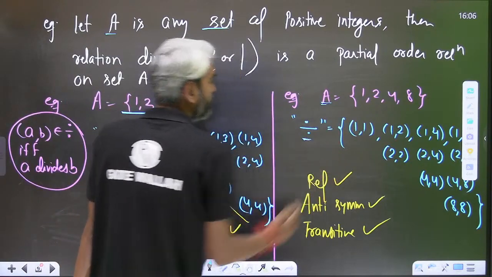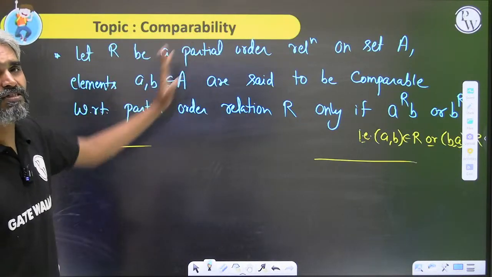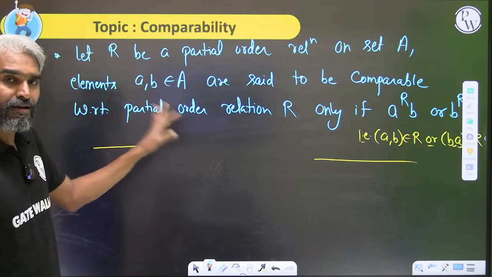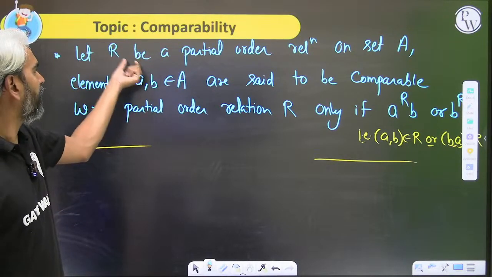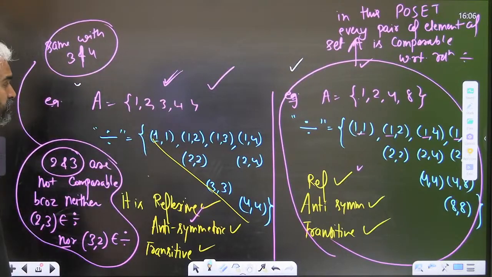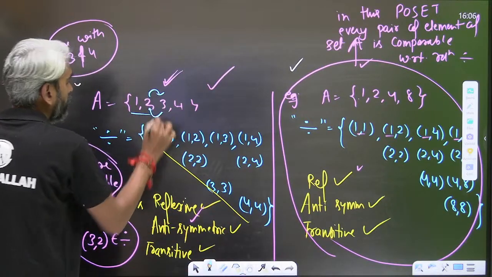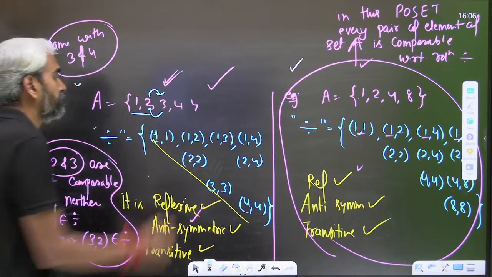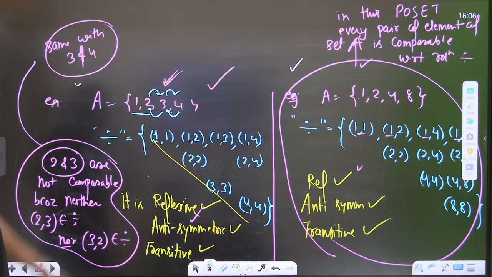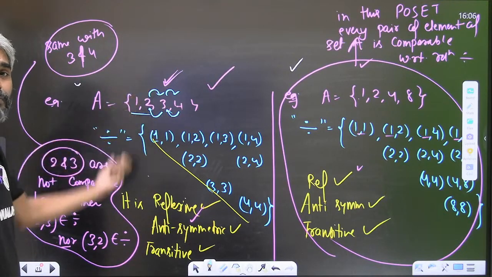Here also is the same example, but after that, I also defined comparability: two elements are said to be comparable in what case? If either A relates to B or B relates to A in the partial order relation R, then A and B are said to be comparable. So, as we have seen, neither 2 divides 3 nor 3 divides 2, therefore 2 and 3 are not comparable. Similarly, neither 3 divides 4 nor 4 divides 3, therefore 3 and 4 are also not comparable. So in a poset, it is not necessary that all pairs of elements of the set will be comparable.